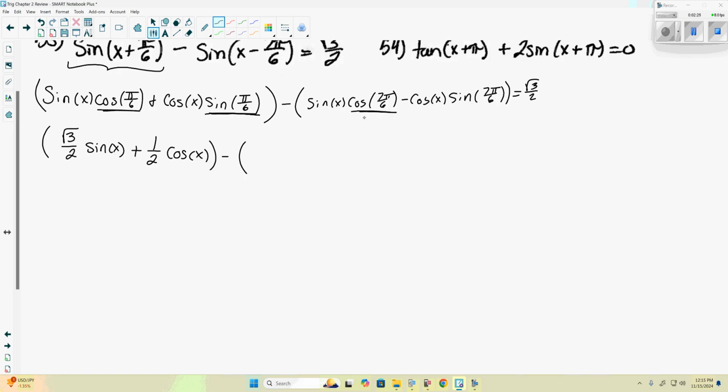cosine of 7 pi over 6 is negative square root 3 over 2. So negative square root 3 over 2 sine of x. Sine of 7 pi over 6 is going to be negative 1/2 times cosine of x. But here our negative and negative would make a positive. And this here is equal to square root 3 over 2.